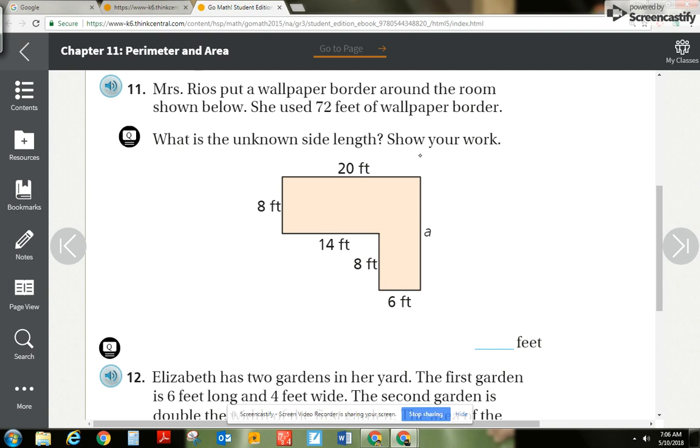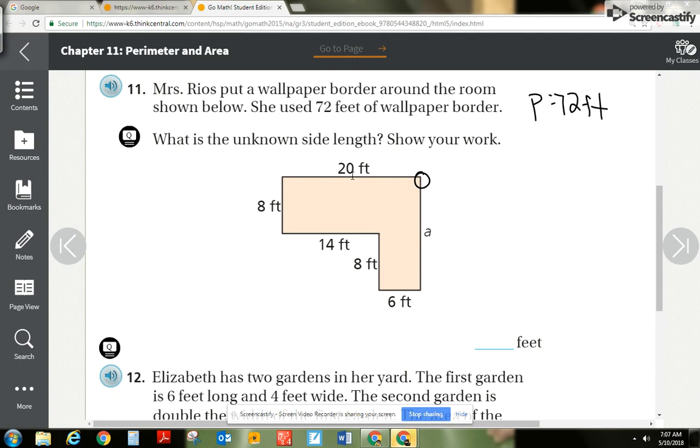Show your work. So this problem doesn't have our vocabulary words area or perimeter. However, since I've been paying attention in class, I know that border goes around the outside. It's wallpaper, so it's going around the outside of the edge, a lot like a picture frame. So we're going to be going around this object. And we know that all the way around is 72 feet. So when I go all the way around here, it's going to equal 72. So I'm going to start here, and I'm going to go all the way around to equal 72.